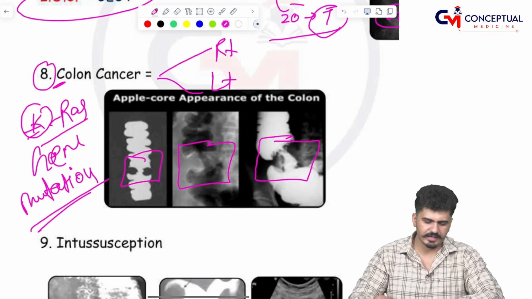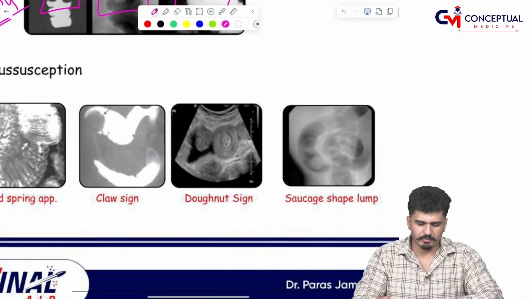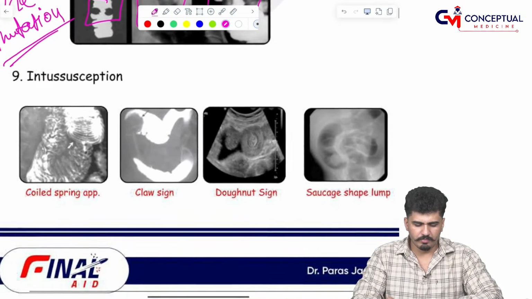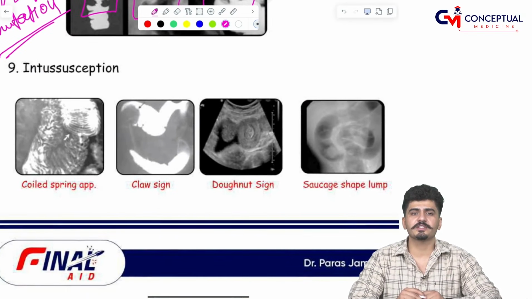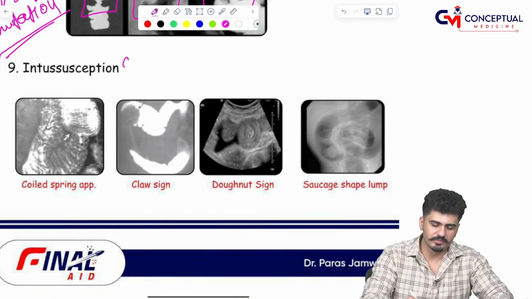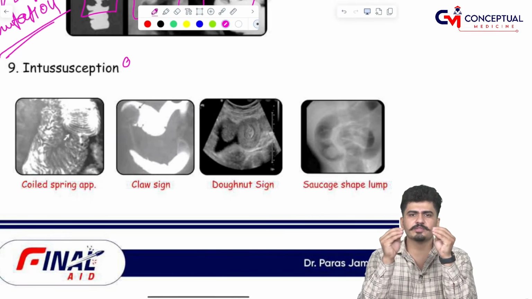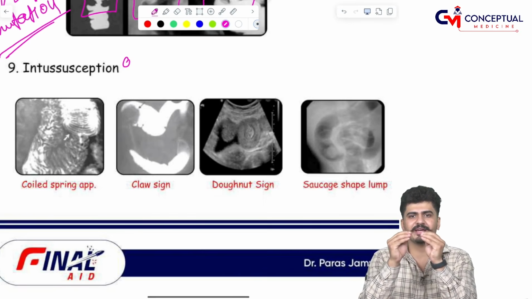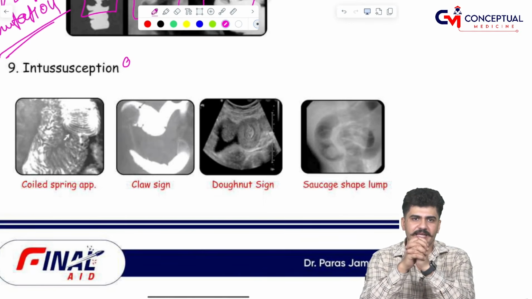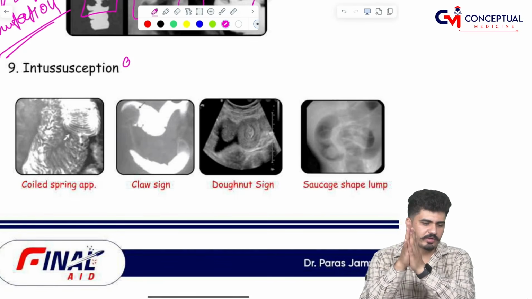Done, sir. Now coming on to the next one, the most common cause of obstruction in children, and that is going to be intussusception. See sir, what is happening in intussusception? There is going to be telescoping of the intestine. And what different types of signs are you going to see?